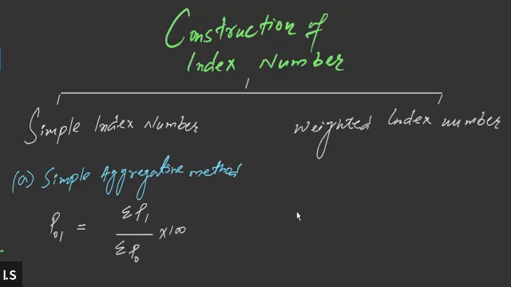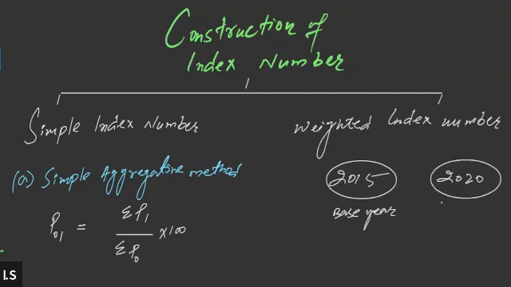P1 basically means, just try to understand here. Let's suppose we are comparing prices of two years, the price of 2015 with the price of 2020. The initial year is called the base year. 2015 is the initial year, 2020 is the latest year. The latest year is called the current year and the initial year is called the base year. The price prevailing in the base year, Alexander, is called P0, base year price, and the price prevailing in the current year is called P1.